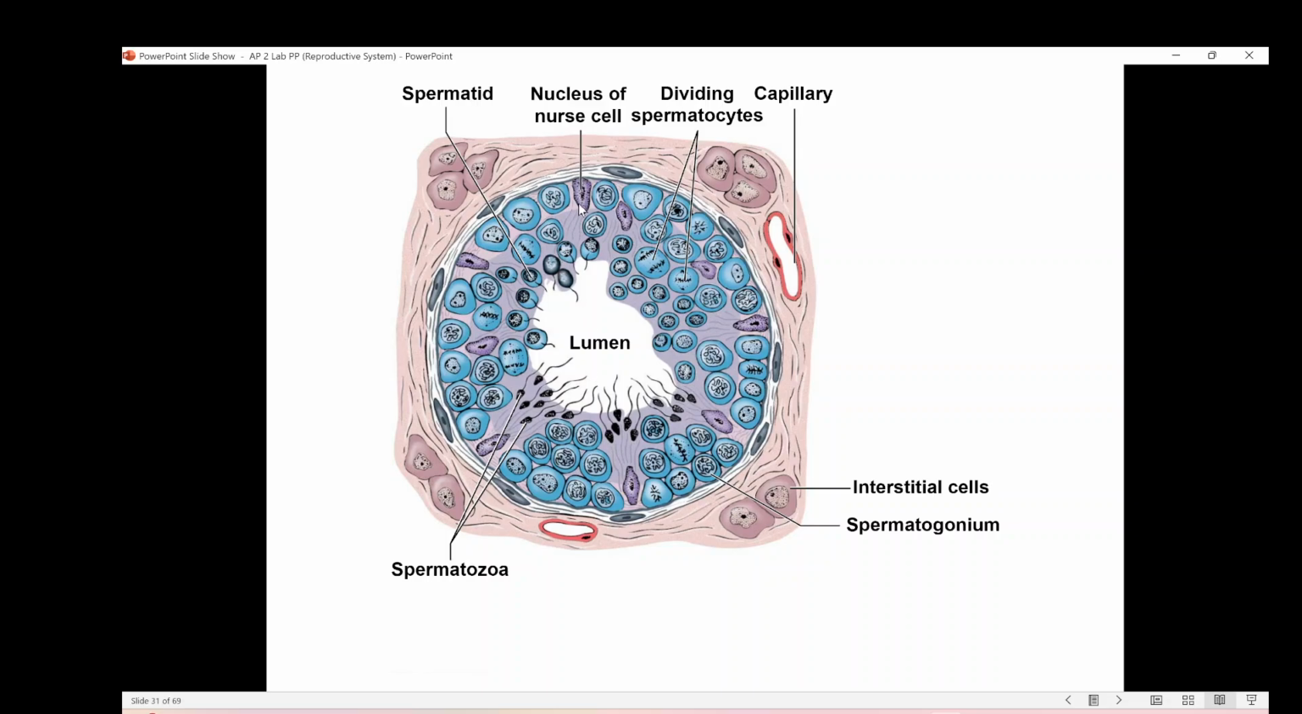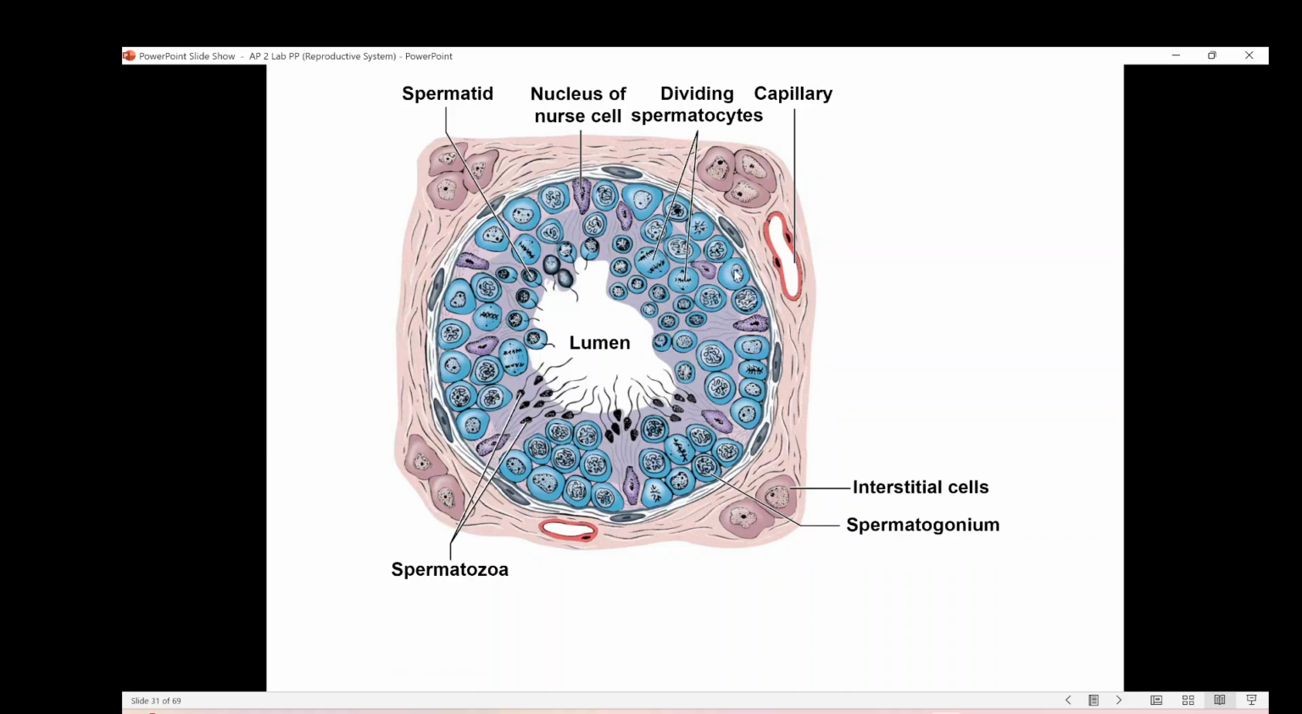While I'm here, there are cells known as nurse cells. There's a couple of different names for them, Sertoli cells, sustentacular cells. There's a few names for them. But these nurse cells help to kind of regulate the process of producing the sperm. So we see these cells in here. These are the nurse cells.